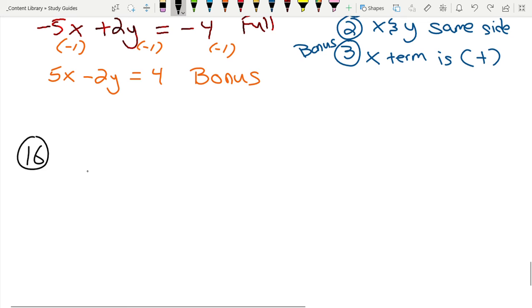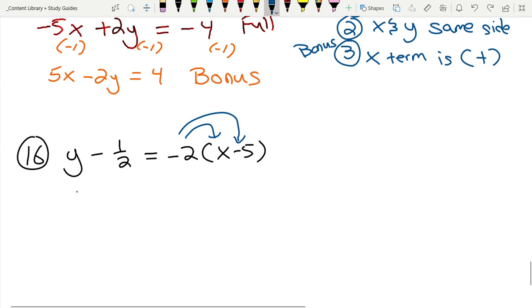16, same thing, we want standard form, so we have y minus 1/2 equals -2 times (x minus 5). Well, before I can move things around or even get rid of fractions, I have to use my distributive property. So let's do that first. So I have y minus 1/2 equals -2x. Now careful, -2 times a -5 is a positive 10.